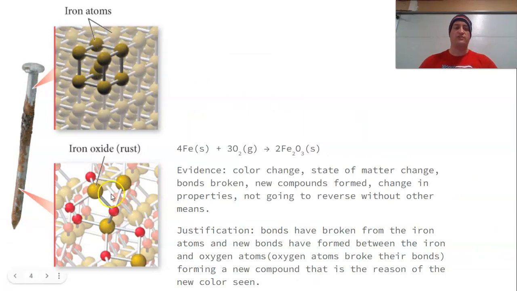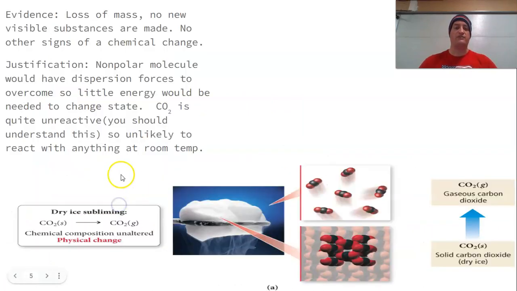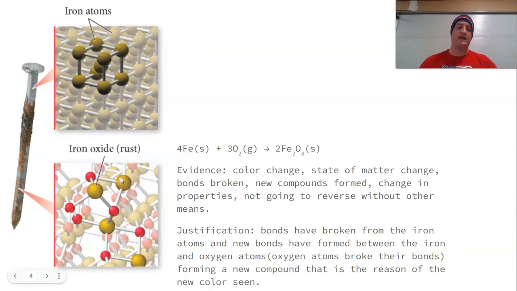Here's another example, chemical change, right? Because they may show you a picture of different things and ask, how do you justify that? You have your chemical reaction, how would you justify that? You see from a color change, where you get your rust, state of matter change, solid to solid in this case, but you have a gas for oxygen, bonds being broken, so you could show that in the image, new compounds being formed, you have a new compound when you didn't.